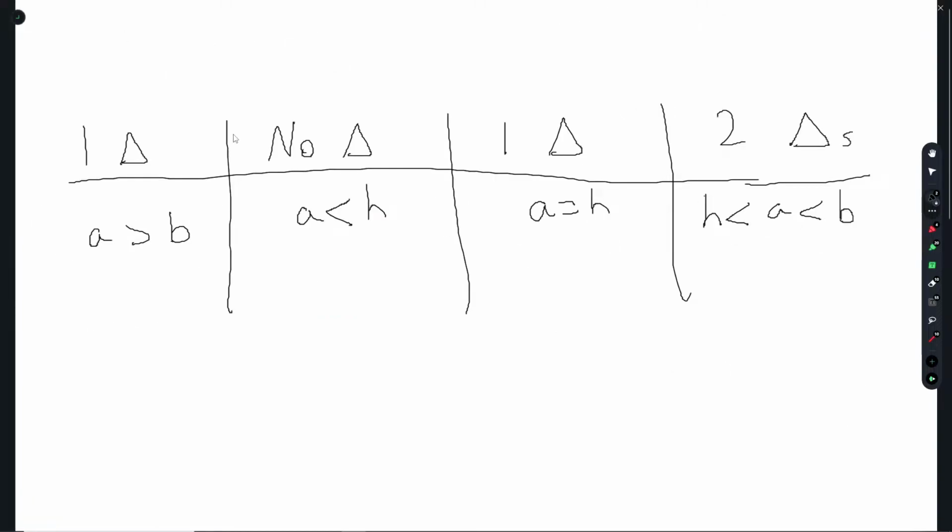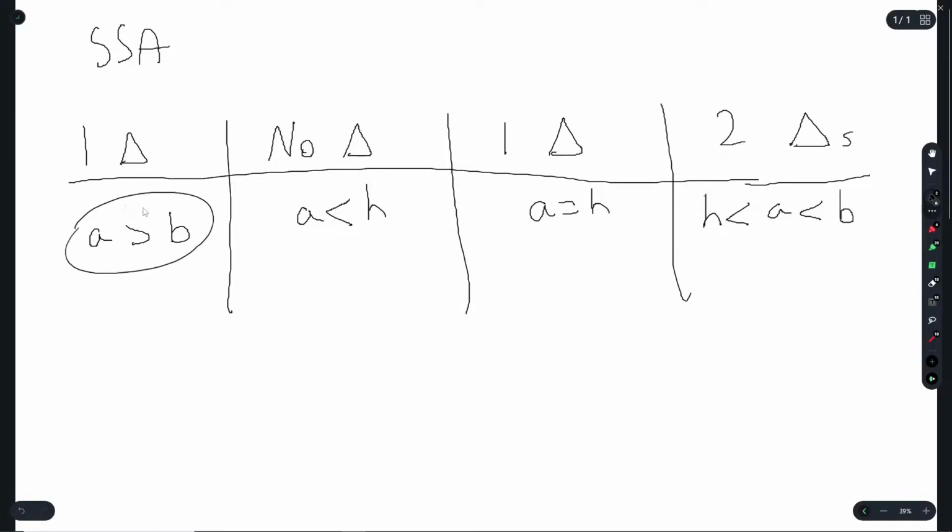Okay, let's move on to the next part, the ambiguous case. When we say ambiguous case, they'll give you two sides and one angle. So it will be SSA. Ambiguous means it can be one of many things. So these are the conditions for the ambiguous case.